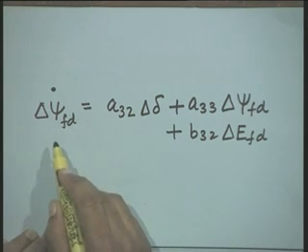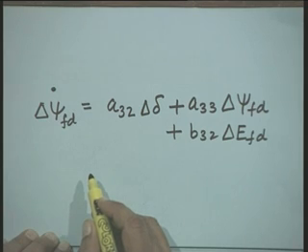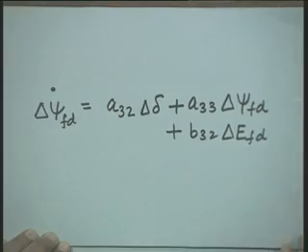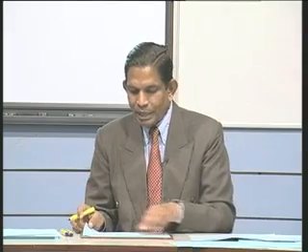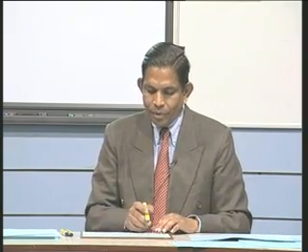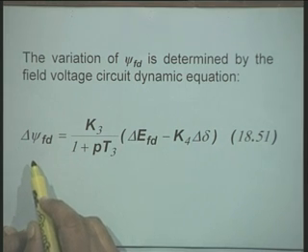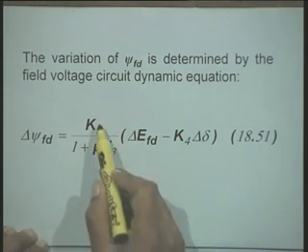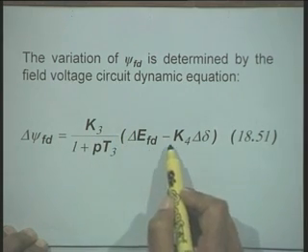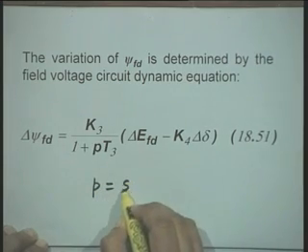Now, we take the Laplace transform of this equation and obtain the transfer function model to represent this equation in the transfer function form. Once we take the Laplace transform, the equation can be written in terms of the Laplace transform variables, that is delta psi FD is equal to K3 divided by 1 plus P T3 into delta EFD minus K4 delta delta. Now, P is equal to S.